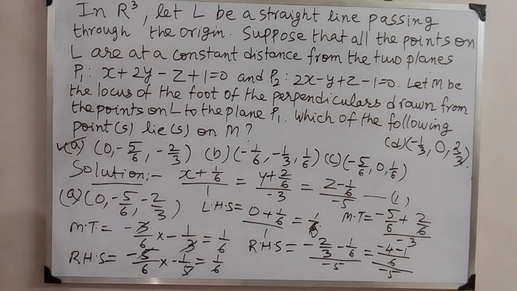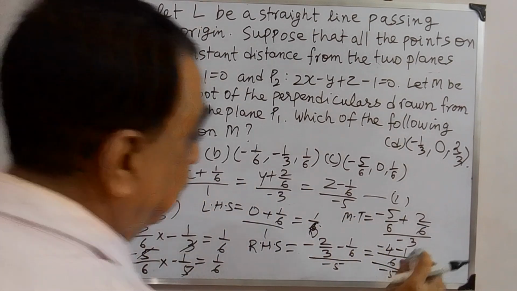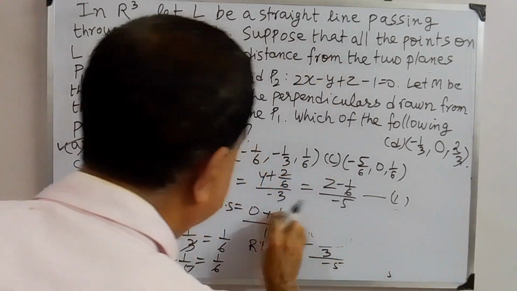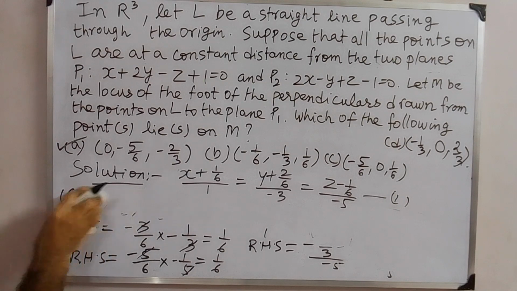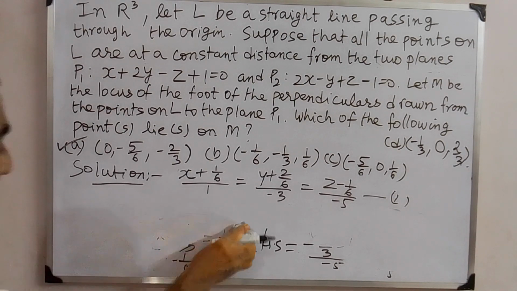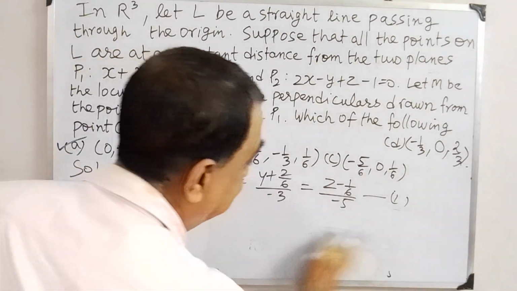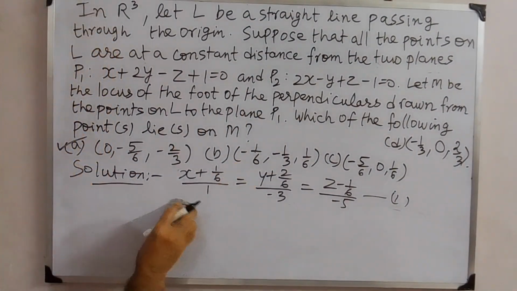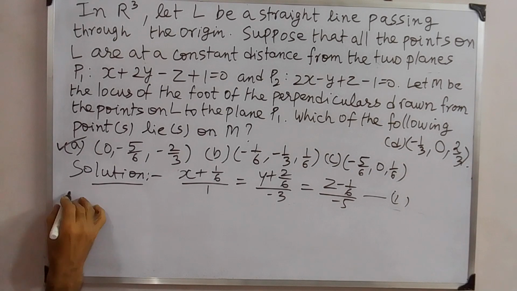So A point is lying on the locus. So A is the correct option. Now let us check the B one. So the B point now we will check. The B coordinate is given to us like this. Now we will put the coordinates here.